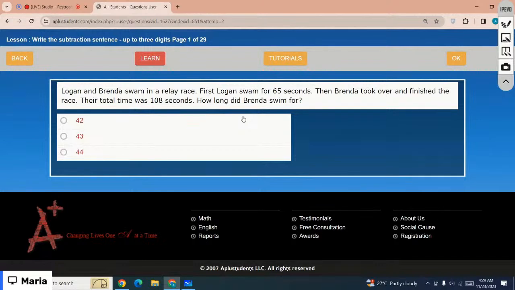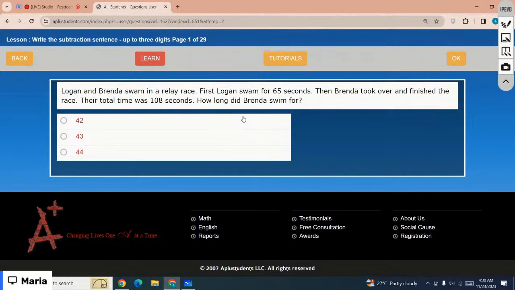Okay, Logan and Brenda swam in a relay race. First, Logan swam for 65 seconds. Then Brenda took over and finished the race. Their total time was 108 seconds. How long did Brenda swim for? Okay, so you need to calculate. Logan swam for 65 seconds. You are given the time that Logan swam. And you are given the finish time. The finish time is 108 seconds. You need to calculate the time Brenda swam for, right?